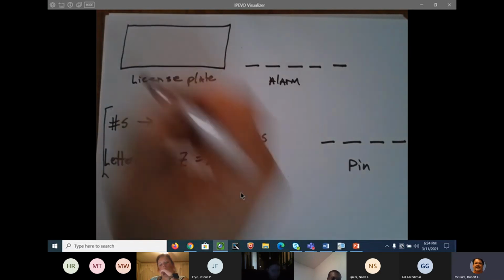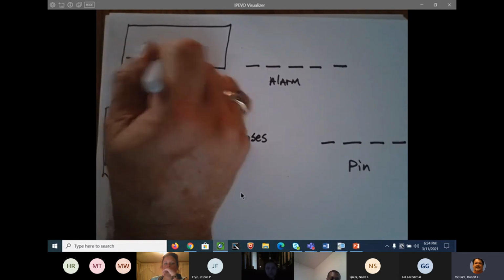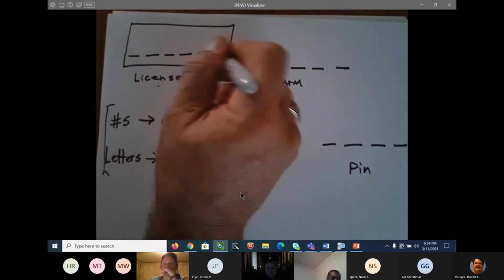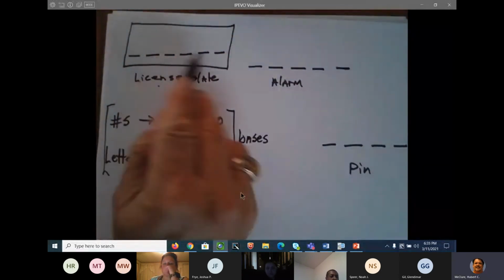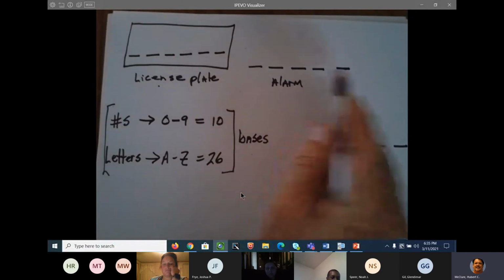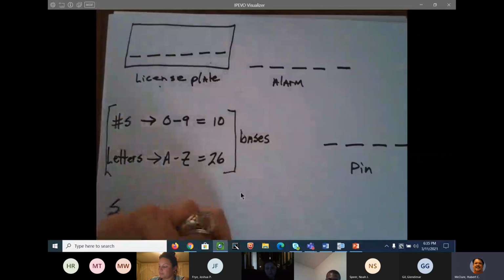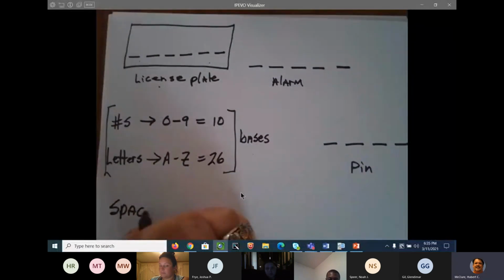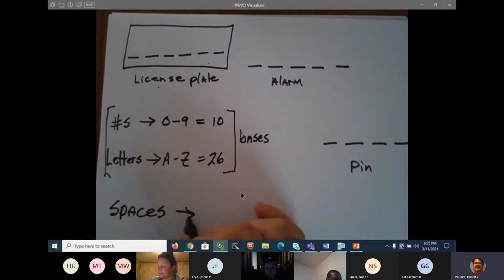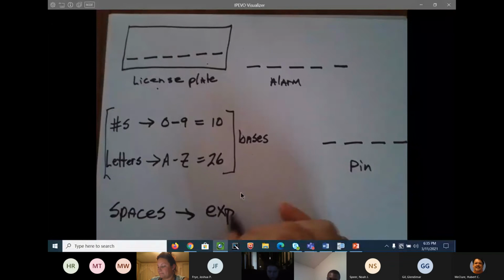Now, what are these things? These are called spaces. I call them spaces. So each one of these lines right here are called spaces. Spaces are going to be your exponent.